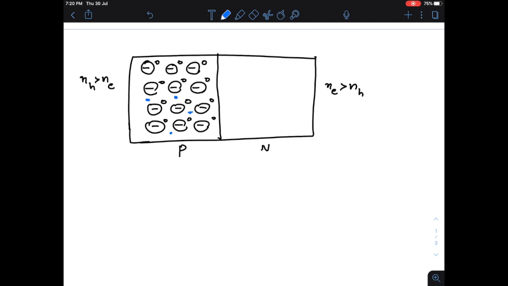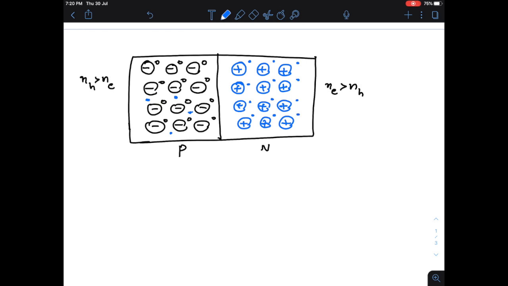And when it comes to n-type, you have positive ionized donors. So these are acceptors and these are donors, and they donate electrons. So you will have free electrons. So these are all electrons. So electrons are majority. And what are minority? Minority are holes. So you will have minority holes, so less in number.